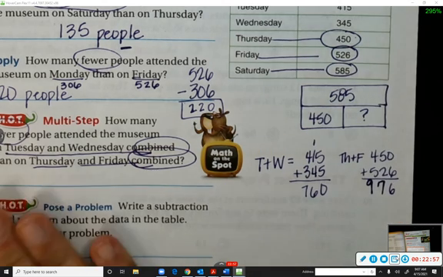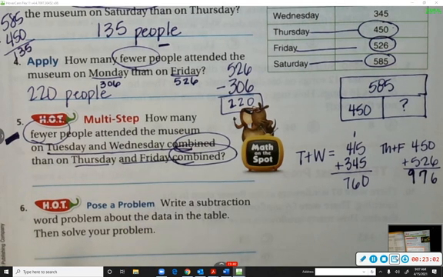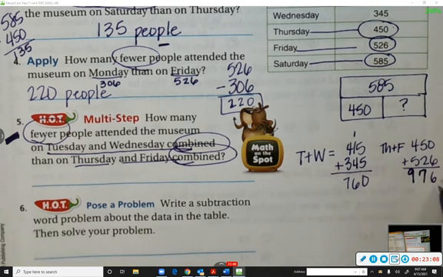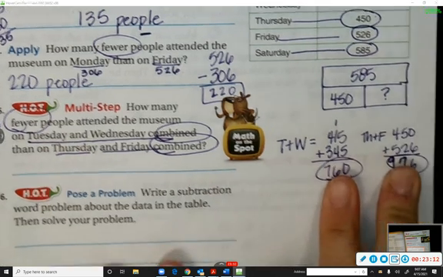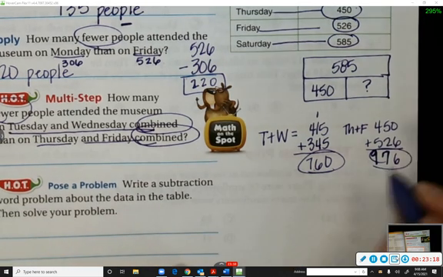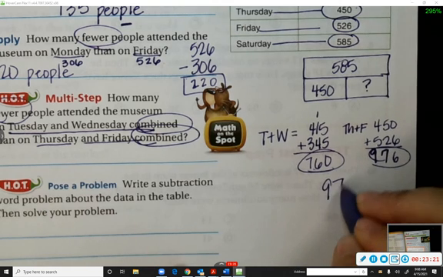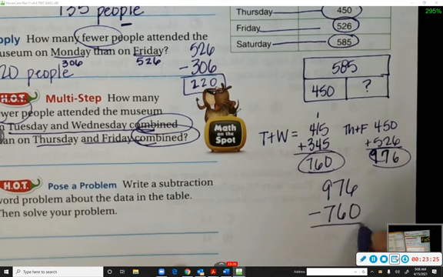Okay, we still haven't subtracted yet. So now are we ready to subtract? Yes, and what am I going to subtract, Evangeline? 976 and 760. Good, these two numbers that we've combined. Does it matter which one goes on top? Yes, when you subtract it does. So I need to make sure I put 976 minus 760.